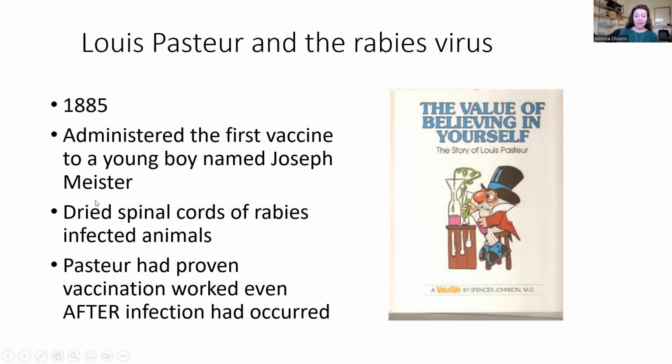So what did he do? He actually found rabies infected animals. He understood that the virus was actually in the spinal cord. So he dried and heated the spinal cord, thus manipulating the virus, destroying it. And then he injected it into this young boy. And he proved that vaccination had worked even after infection had occurred. So yes, most of us don't ever get a rabies virus unless we have been exposed to potentially like a rabid dog or raccoon, something like that.